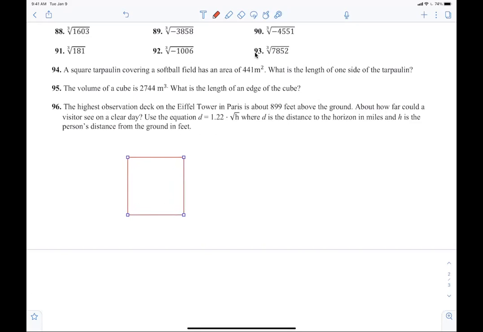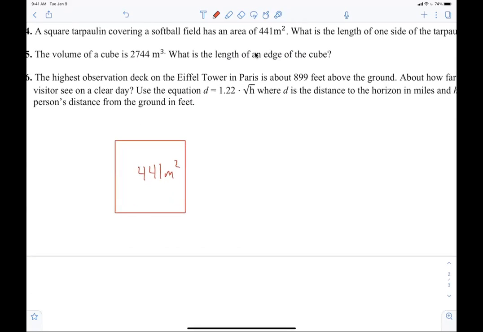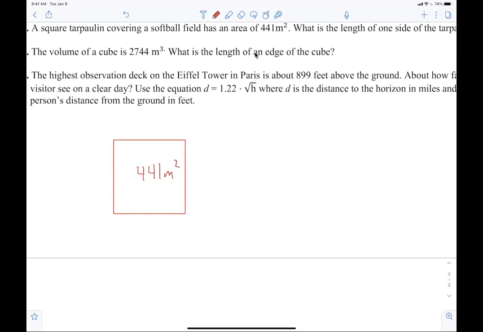And that area inside is 441 meters squared. I'm going to let you tell me. The question is, what's the side of the square? What is the side of the square? Tell me. Just like the other problem, it's 21, so it's 21 meters width. I'm asking you, what's the side of the square? What would be the side of this tarp?